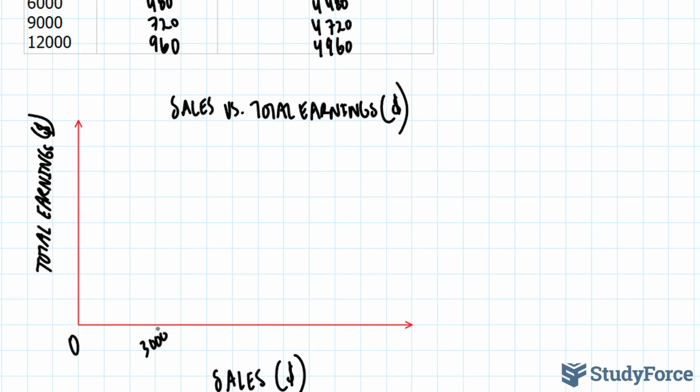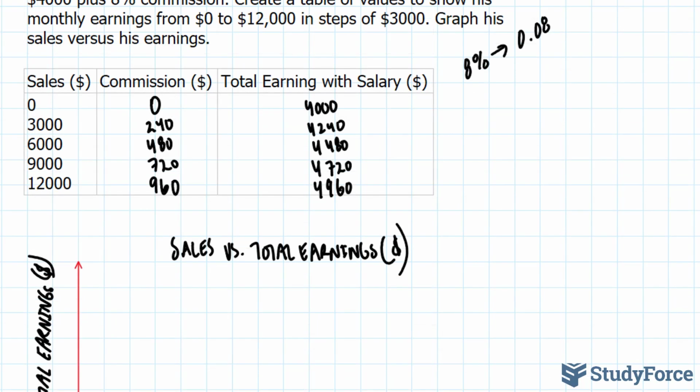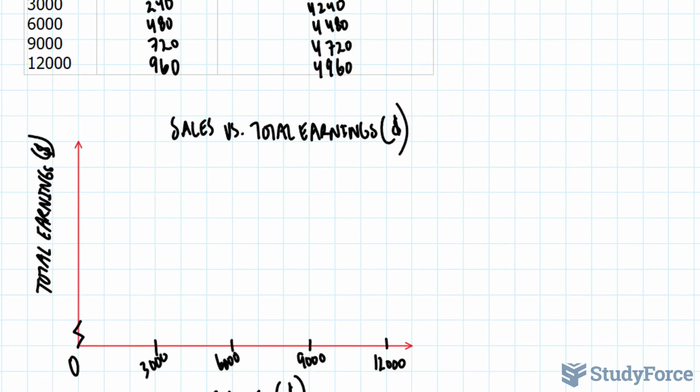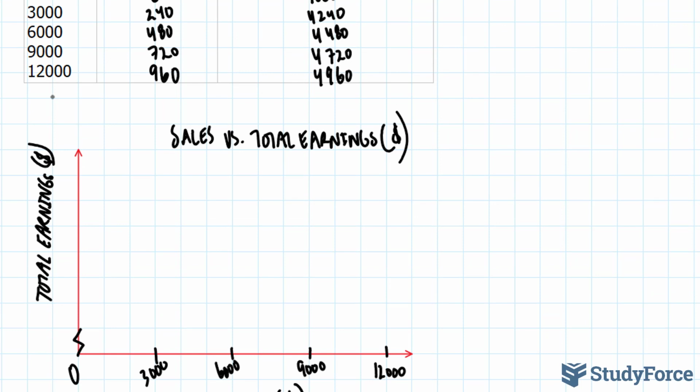So that's 3,000. That's 6,000. This right here will be 9,000. And this will be 12,000. Now, because our total earnings start at 4,000 and they don't start at 0 like the sales do, what you want to do is add a break at the beginning just to signify that there are numbers that are not being accounted for. And immediately after the break, you can start with 4,000. So this right here will be 4,000.